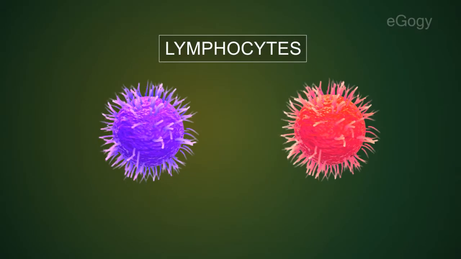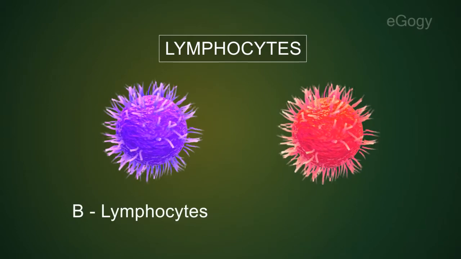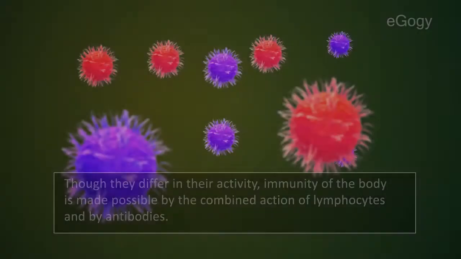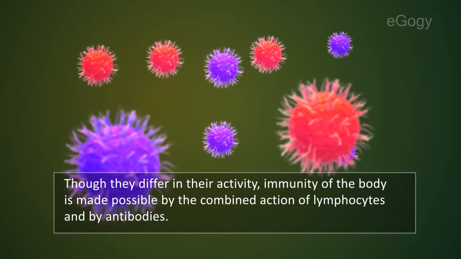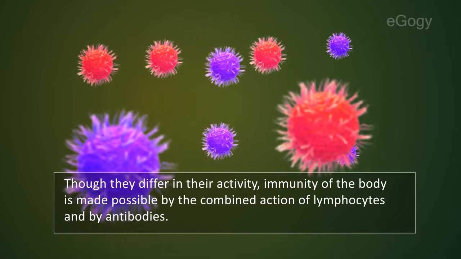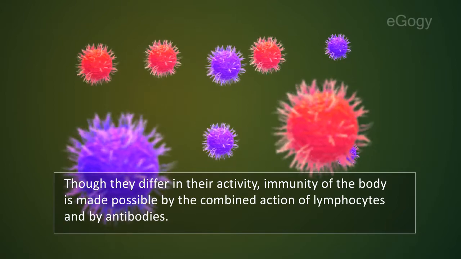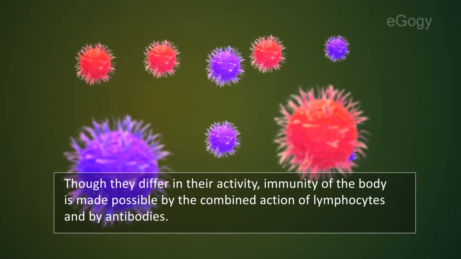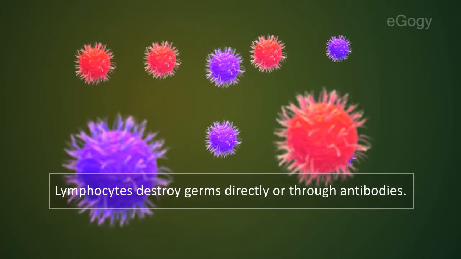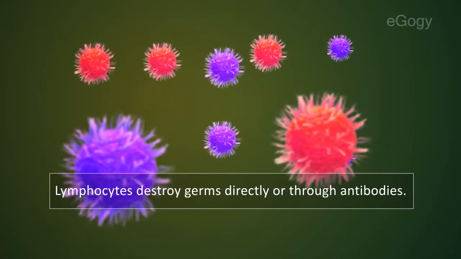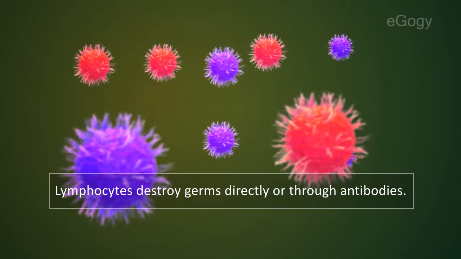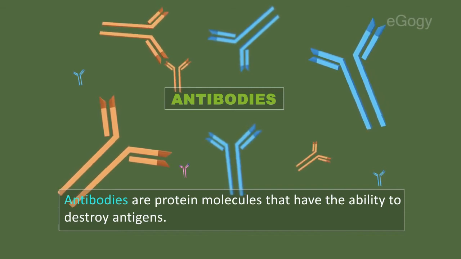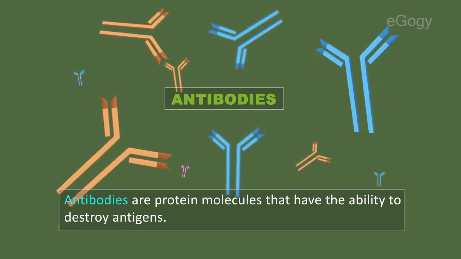Lymphocytes are of two types, B lymphocytes and T lymphocytes. Though they differ in their activity, immunity of the body is made possible by the combined action of lymphocytes and antibodies. Lymphocytes destroy germs directly or through antibodies. Antibodies are protein molecules that have the ability to destroy antigens.